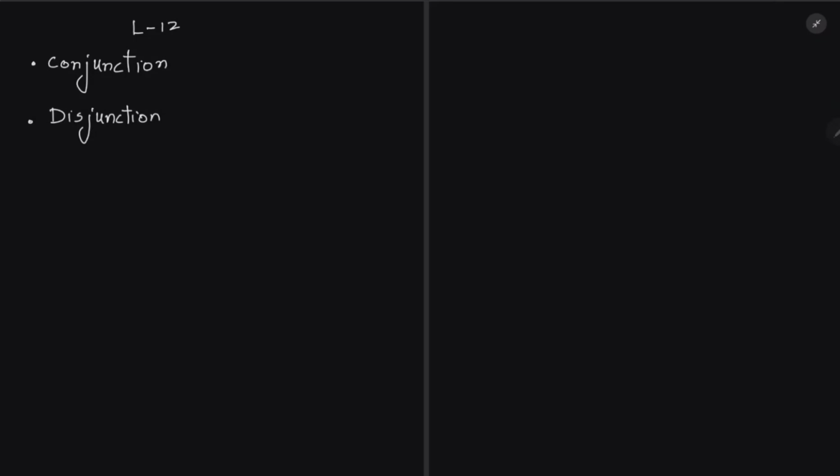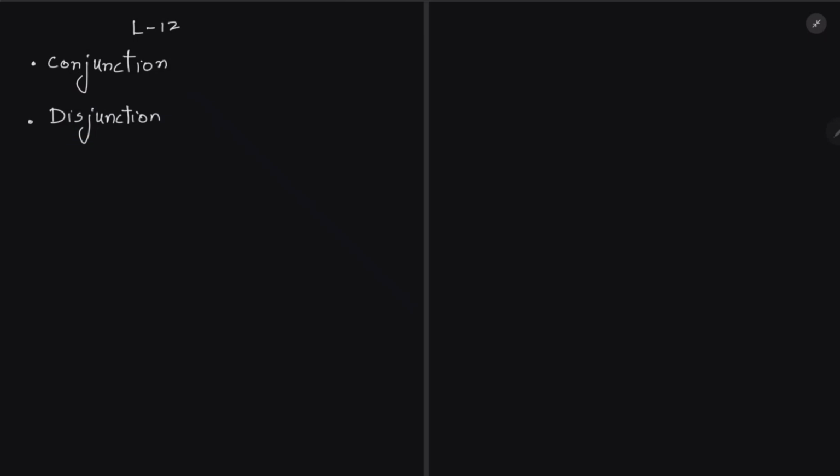In this video, I will talk about two very important connectives. These are conjunctions and disjunctions. The first is conjunction, which is a connector, and another one is disjunction, that is another connector.